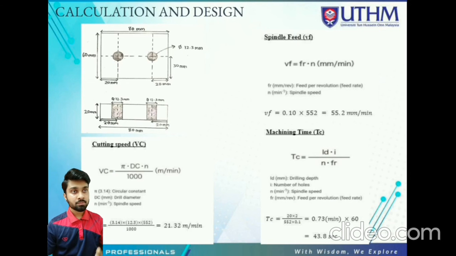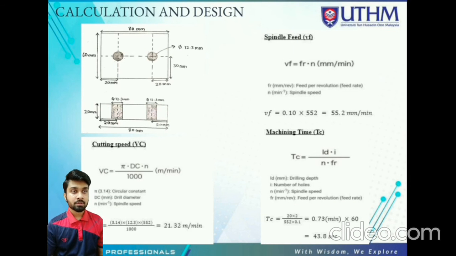From the drill bit RPM chart, we set the spindle speed and the feed, which are 552 RPM and 0.1 mm per rev. Next, based on the formula of cutting speed, which is Vc equals pi times Dc times N over 1000, where Dc is drill diameter and N is spindle speed, we can find out our project cutting speed, which is 21.32 meter per minute. So the mathematical formula is very useful for us to find the answer.